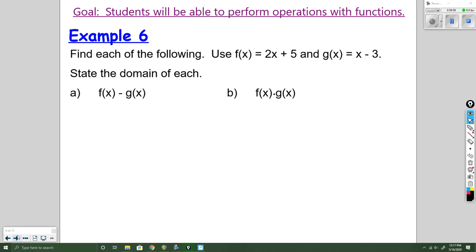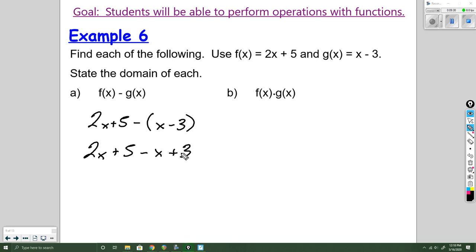Now we're talking about functions. Okay, so we diverge a little bit. Now if we want to do f of x minus g of x, we have 2x plus 5 minus that whole function. We have to subtract the whole thing, so put it in parentheses. So then we can distribute the negative to both of those terms, and then combine like terms. We get x plus 8, and the domain of that is going to be all real numbers.